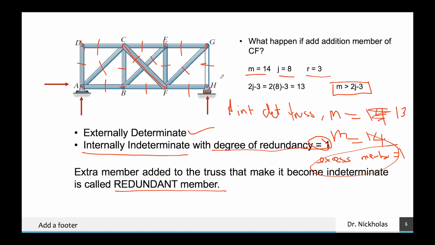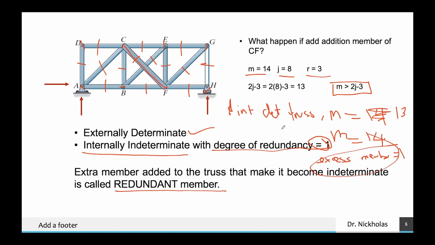In this case we cannot analyze it using the joint method, section method, direct method or alternative method. Later on we will take a look at what kind of method to use, something related to virtual analysis.